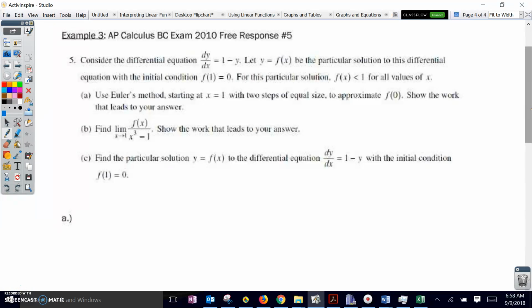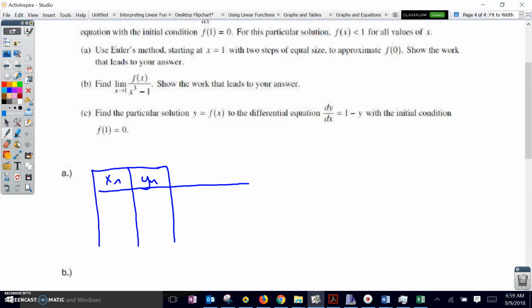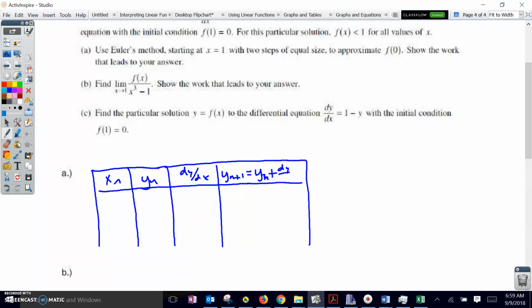So I'm going to go ahead and set up my Euler table. We've got x sub n and y sub n and dy/dx, and then I need y. Alright, and we're starting at 1.